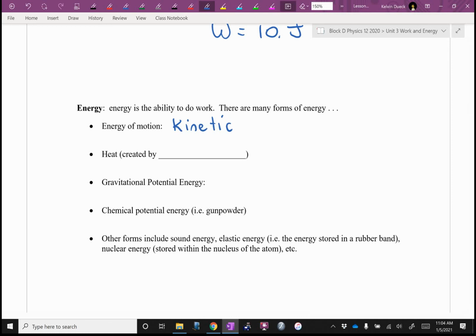Heat is a form of energy. Heat is usually created by friction. You may notice if you rub your hands together, you can feel the heat generated from friction. Okay? And by the way, really what that is, that's the force of friction times the distance. If you add up all the small distances when you're rubbing your hands together, you could actually calculate how much heat you were generating.